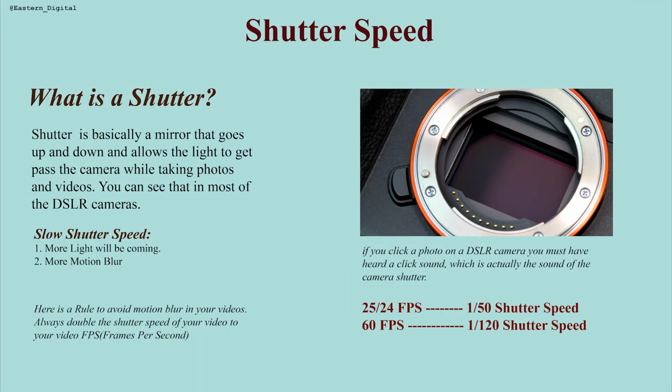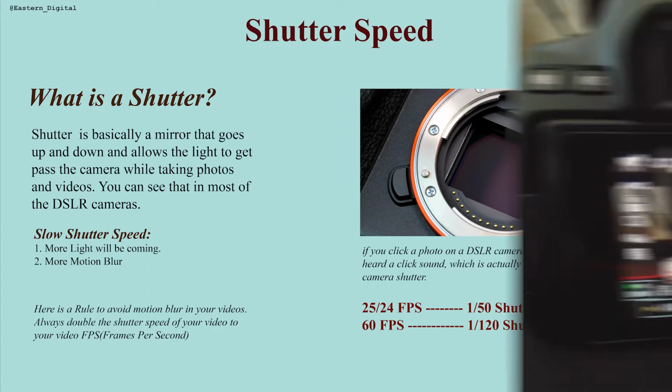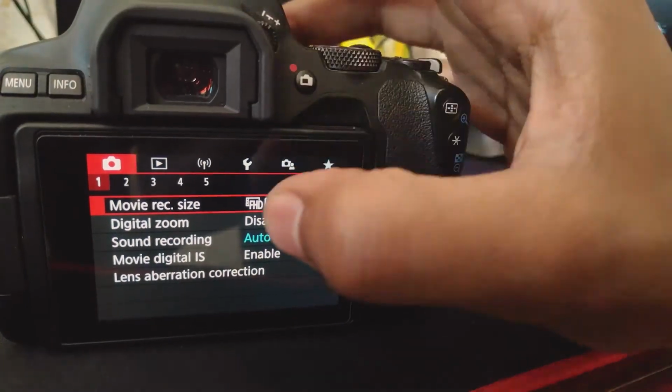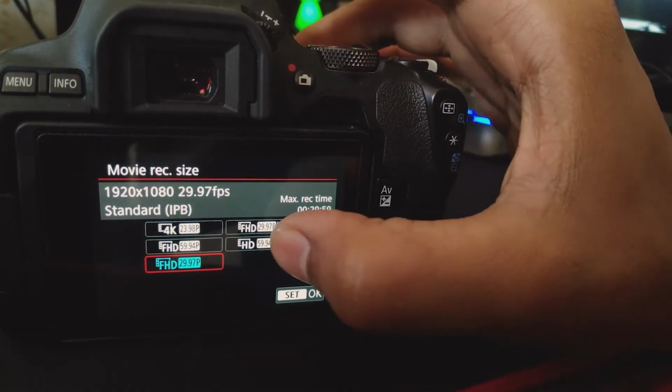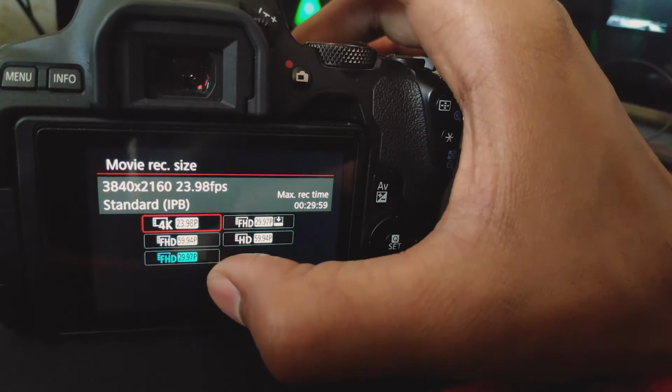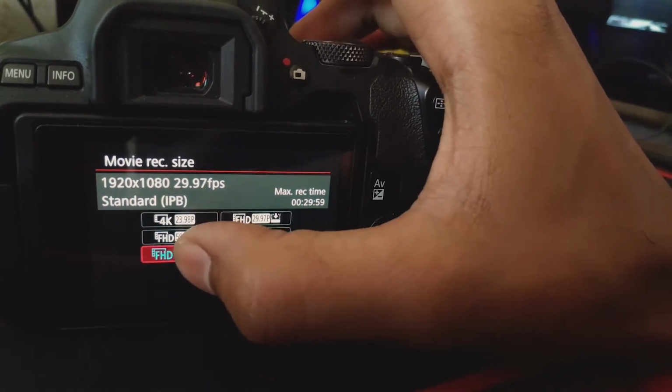A slow shutter speed allows more light, but it results in motion blur. A higher shutter speed allows less light, but it results in less motion blur in your footage. Our goal is to avoid motion blur and also allow more light to pass through and get a good exposure in our footage. To achieve this goal, you need to keep one rule in mind. To avoid motion blur in your footage while you are shooting, keep the shutter speed at double your FPS, which is the frames per second that you are shooting.